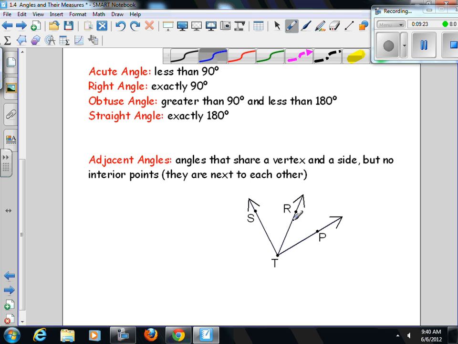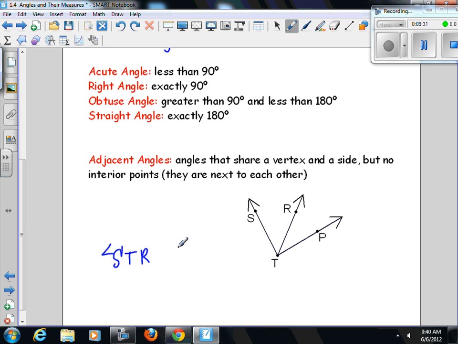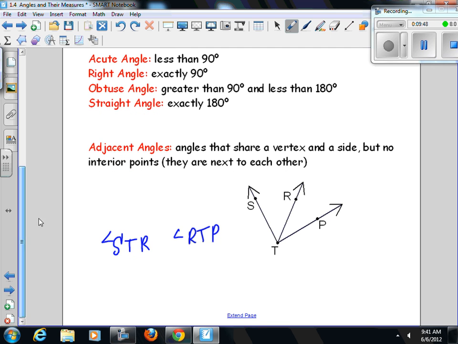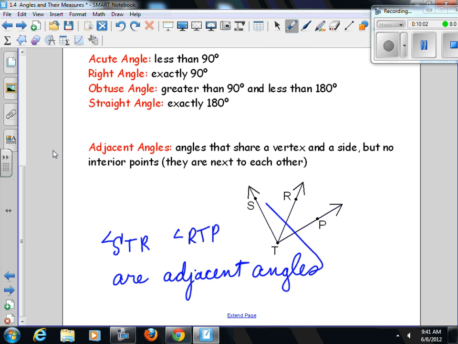So for instance, adjacent angles in this case would be angle STR and angle RTP. They're adjacent. They share a vertex and a side. Okay? So both of these angles share the side RT, so that makes them adjacent. They're basically joined to one another. So we'll say angle STR and RTP are adjacent angles. Let's move on.